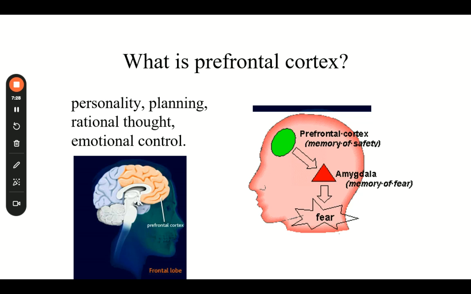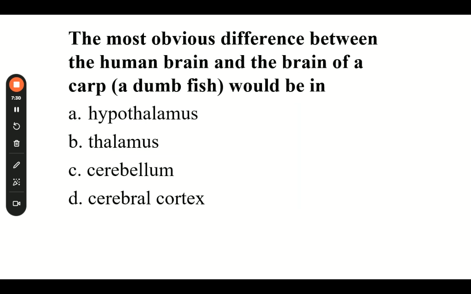All right, moving right along. All right, not the easiest question, but I think I explained it good enough. The answer is, all right, so if you're a dumb animal, the most obvious difference would be, what is the part of the brain that's most advanced? The answer is D. Okay. That is not an AP question, but it's still a good one.